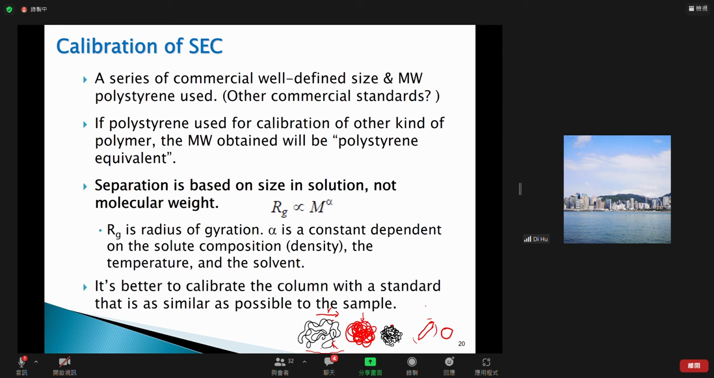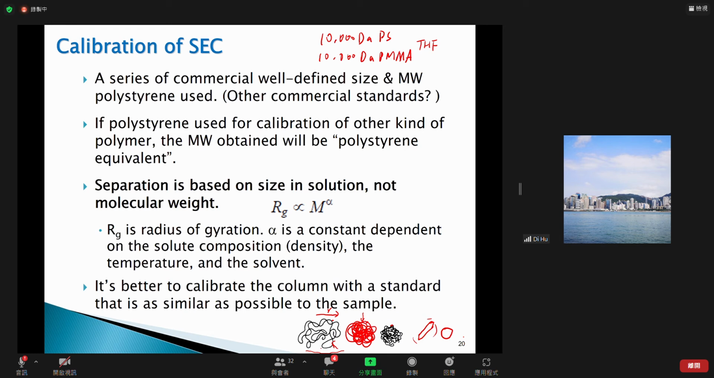So for example, you have 10,000 Dalton polystyrene, and you have 10,000 Dalton PMMA. You say, okay, same molecular weight, should be same size. Wrong. Even in THF, the same solvent, the size difference can be 20% different. Because they're different compounds, they have different density, size, and molecular density. So that's why it's better, if you're analyzing polystyrene, to use polystyrene as standard.